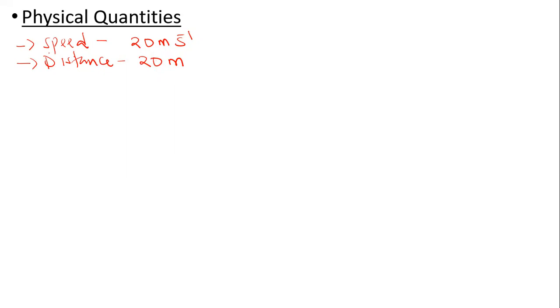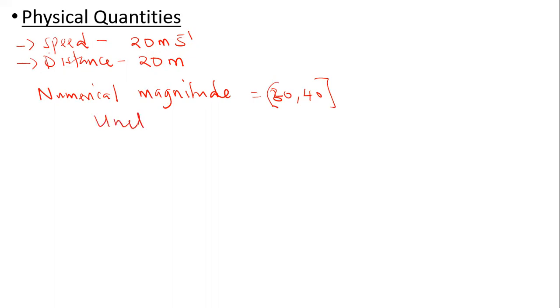Now, one thing you should note is that a physical quantity must have a numerical magnitude, for example, 20 meters, or 30, 40, and so on. This is the numerical magnitude. However, the unit is represented by meters per second, meters, and we can even have seconds and things like that.